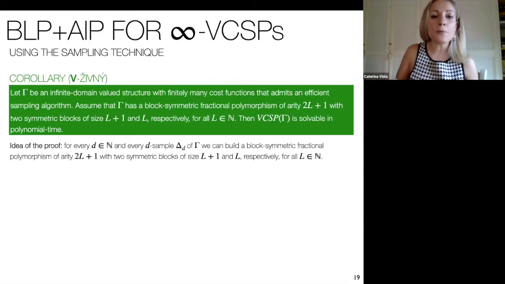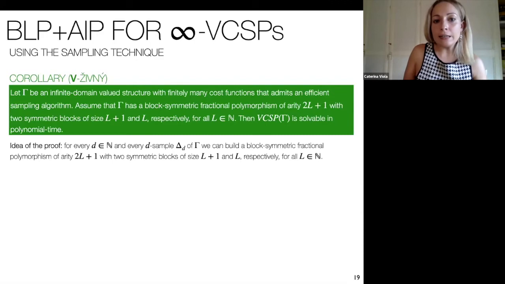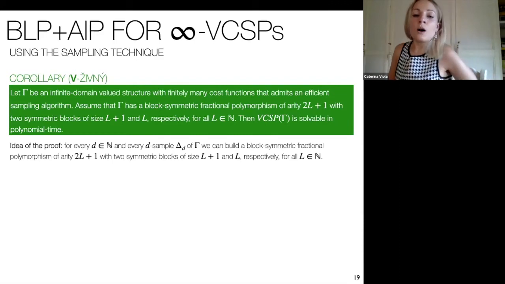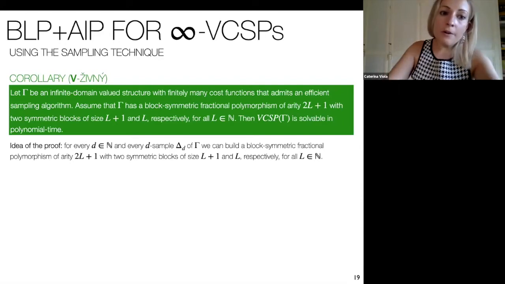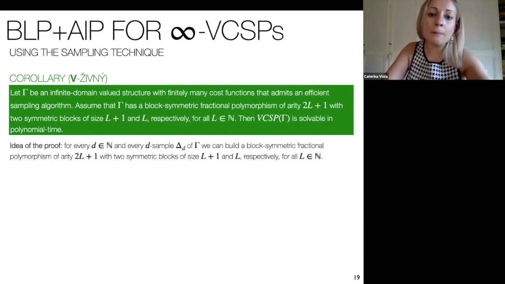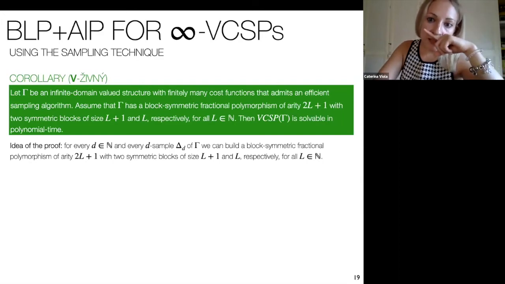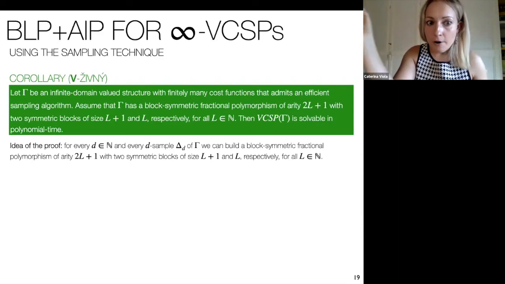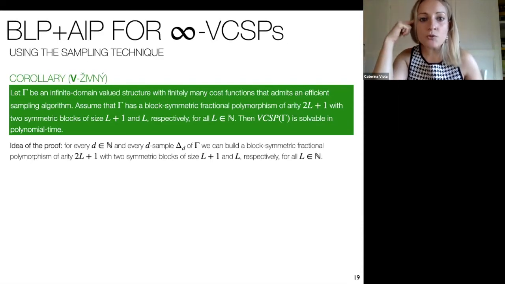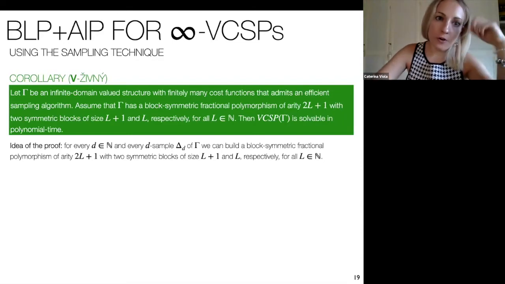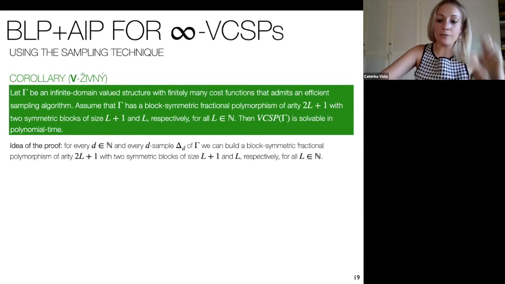And the idea of the proof is that for every natural number D and for every D sample delta D of gamma, we can build a block symmetric fractional polymorphism of arity 2L plus 1 with two symmetric blocks of size L plus 1 and L respectively for all L. And we can build this block symmetric fractional polymorphism starting from the fractional homomorphism between the two structures and using the main theorem that I showed you in the previous slide.